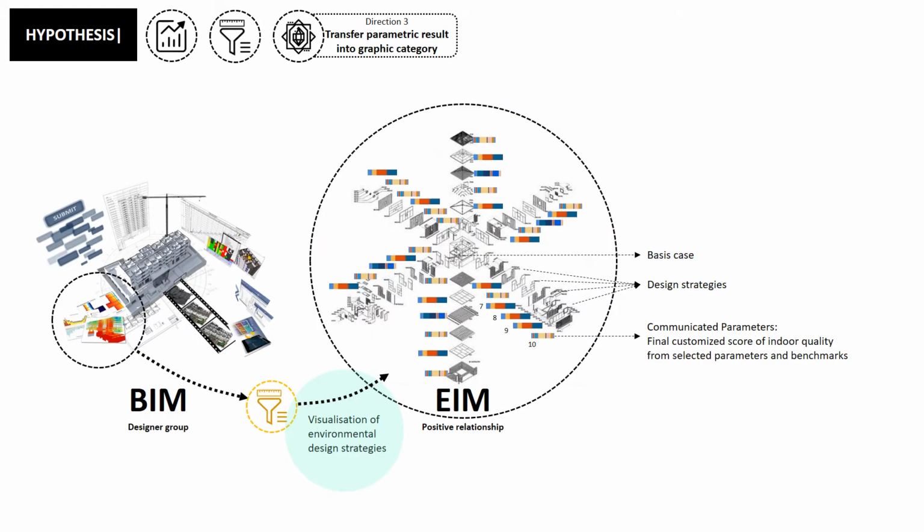Thirdly, visualize the environmental strategies in a practical way, which is easier to understand. The point here is to transfer the parametric result into a graphic category. In summary, there are 3 workflows involved in the EIM development structure.